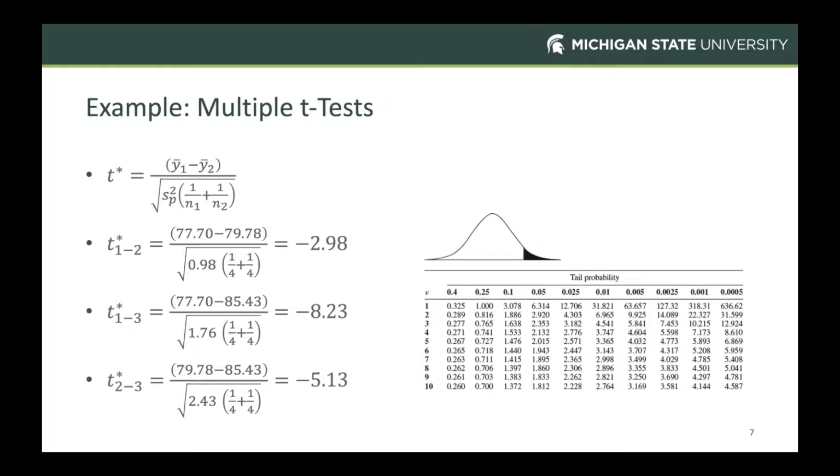All right, and so what we can then do in each of these instances is we can calculate students' t-test. And so in doing so, comparing group 1 to group 2, we see a t-statistic of negative 2.98. Comparing 1 to 3, we see a larger t-statistic of negative 8.23. And then lastly, comparing the second and third groups, we see a t-statistic of negative 5.13. Okay.